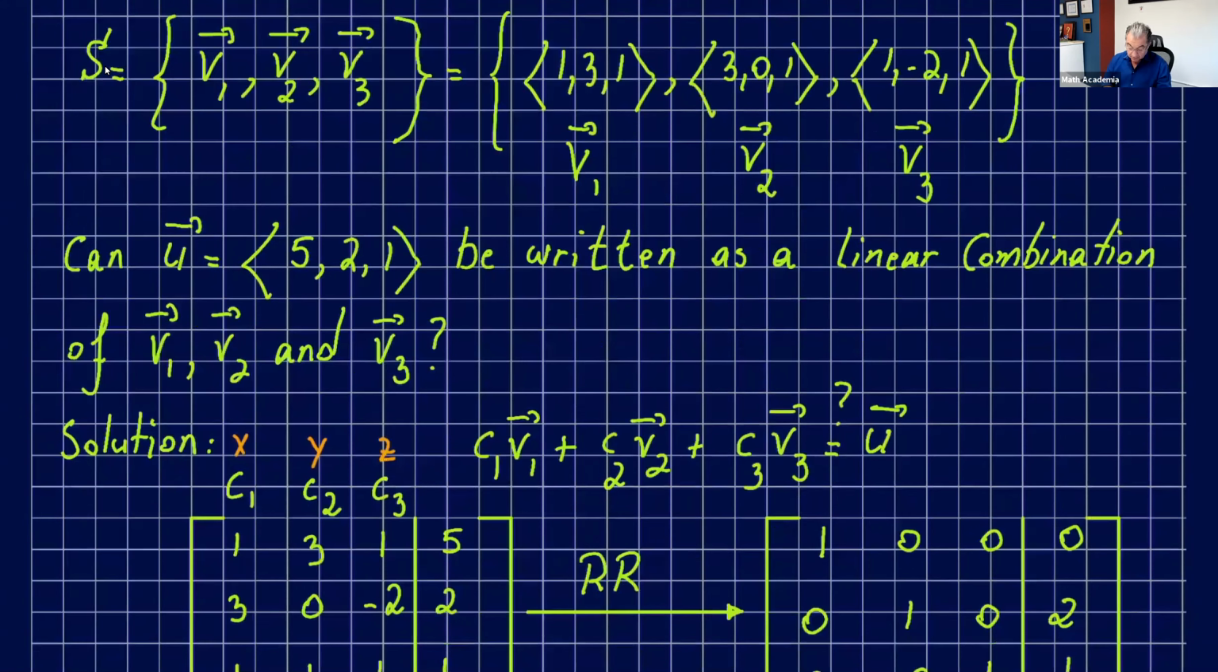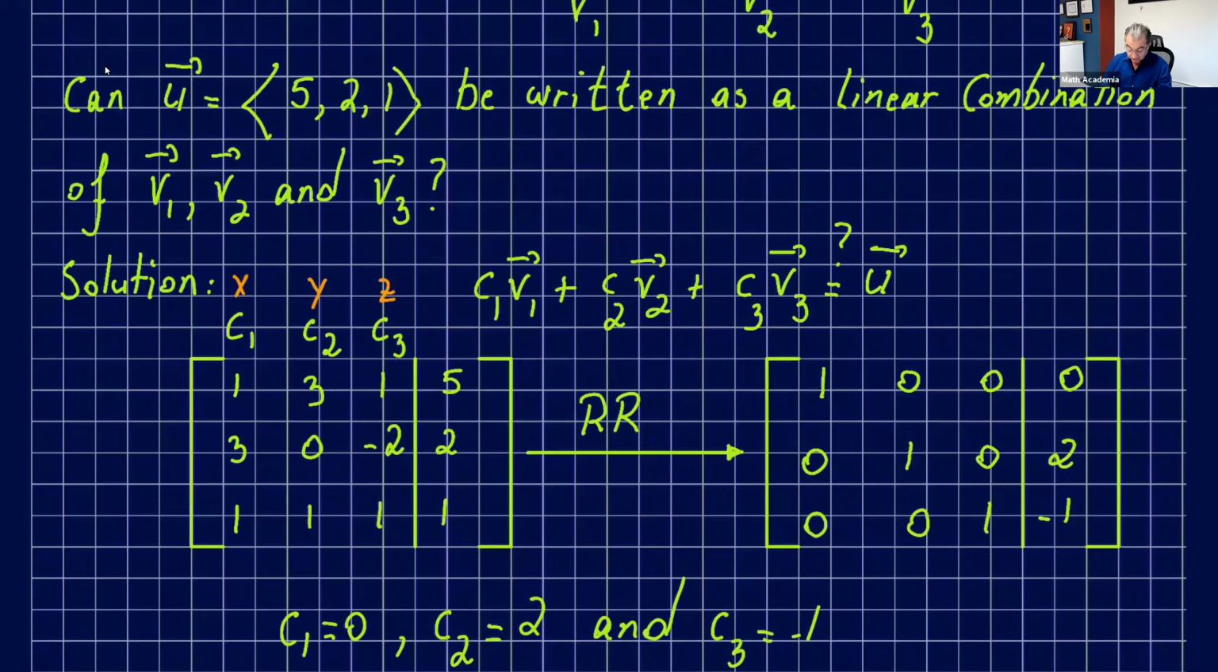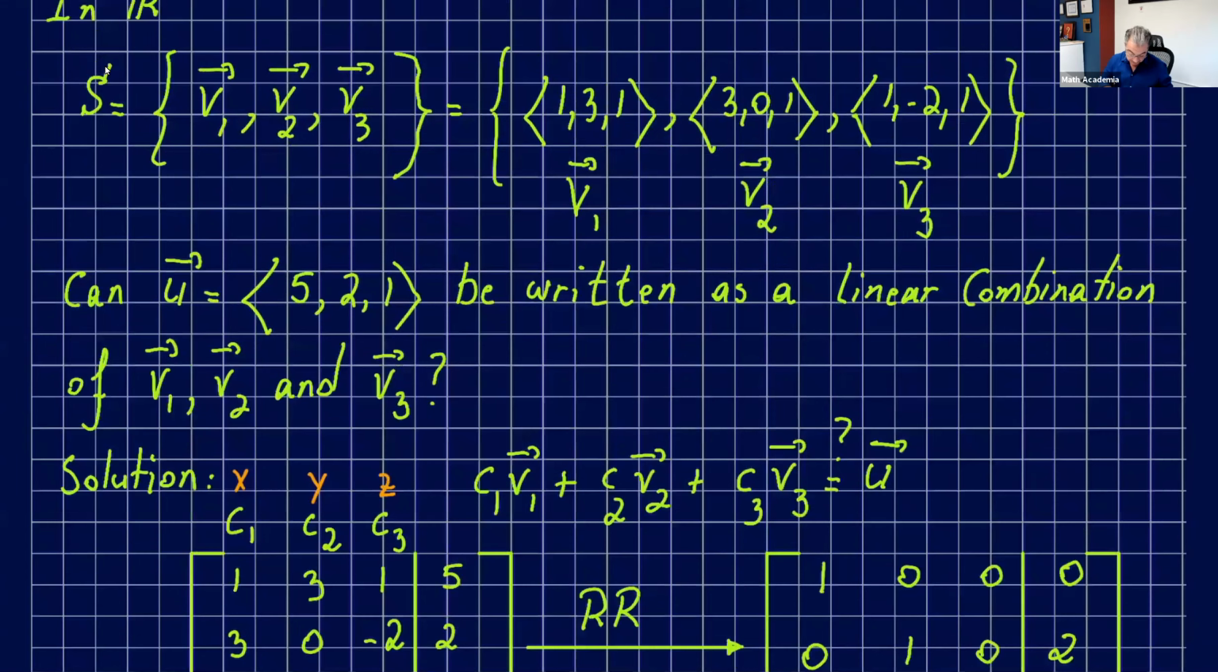Again, here instead of using X, Y, Z, you can put alpha, or you can put C's. I use C's here. C1 V1 plus C2 V2 plus C3 V3, is that equal to U? And this becomes a system. If you want to write that system fast, here I put C1, C2, C3.